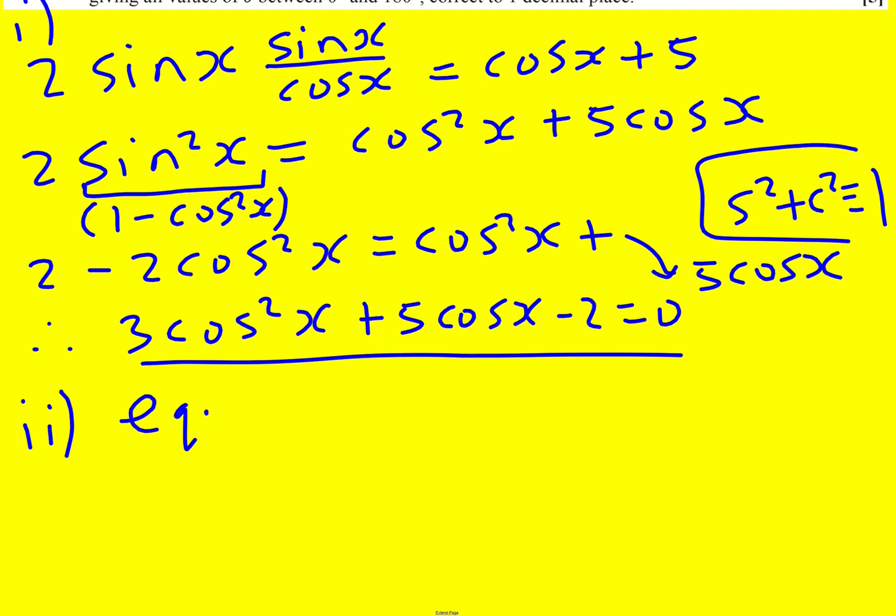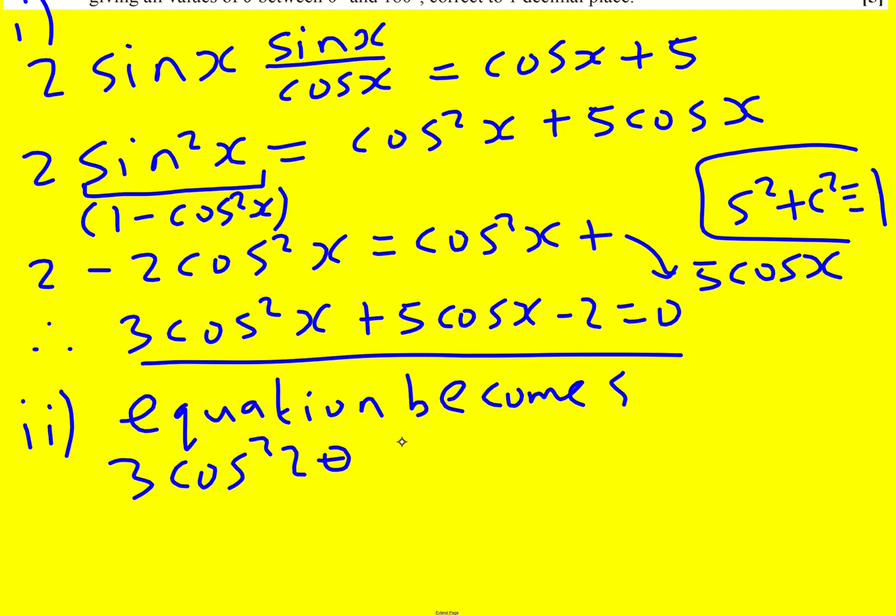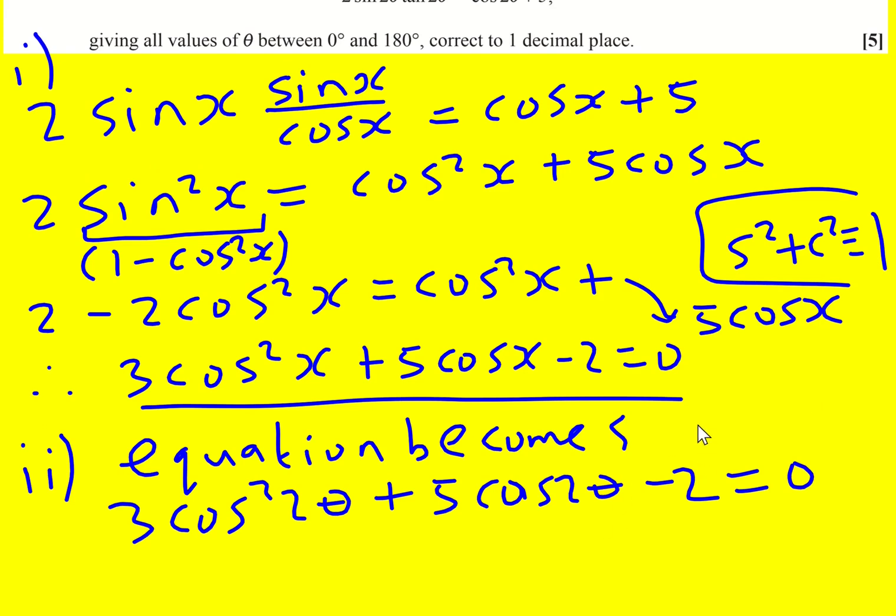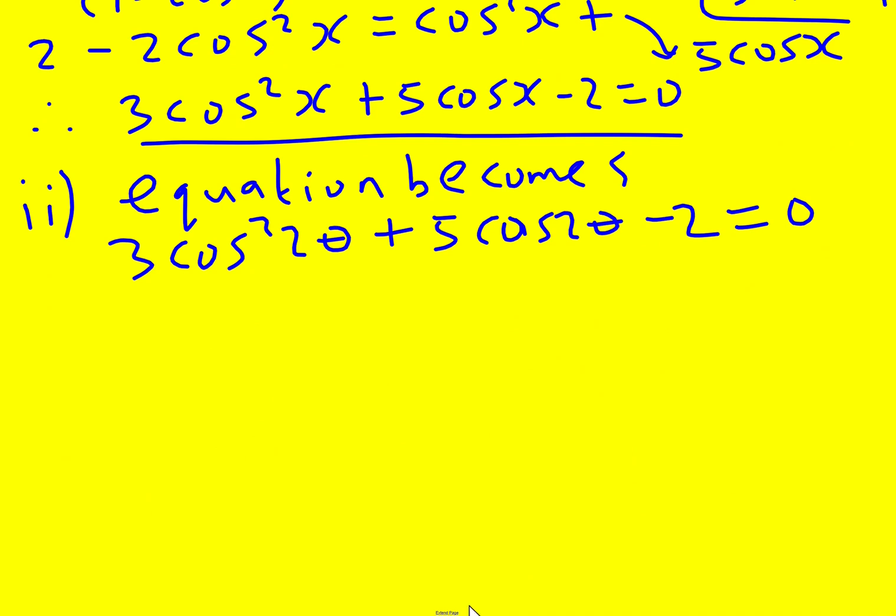Okay, I'm just going to say that the equation becomes 3 cos squared 2 theta plus 5 cos 2 theta minus 2 equals 0. And we've got a quadratic in cos 2 theta. We could do a substitution, you could let u equal cos 2 theta. I think I'm just going to jump straight into it here. I'm just going to write my factorized form in terms of cos 2 theta.